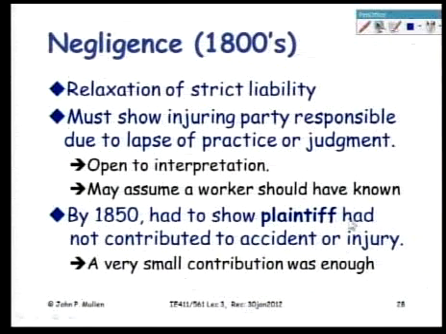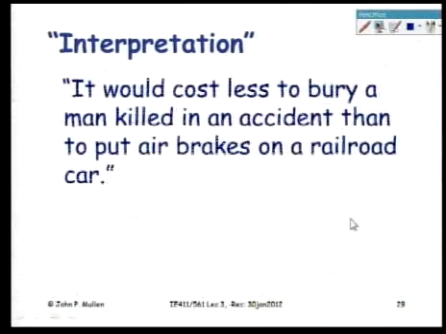This is the 1800s. What do we mean by interpretation? Here's an example of interpretation. It would cost less to bury a man killed in an accident than to put air brakes on a railroad car. This was 1893, an executive I won't mention, when he was testifying against the 1893 Railroad Safety Act, which required safety couplers on trains. That's what you call interpretation.